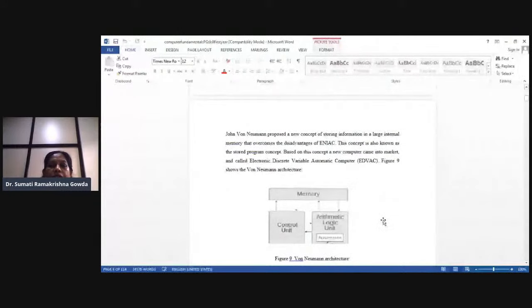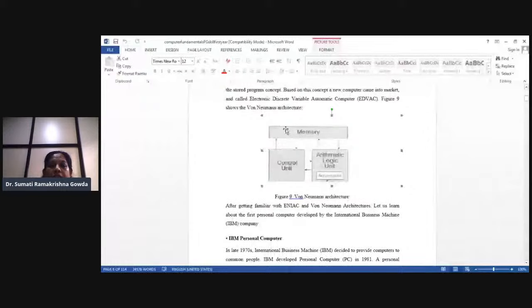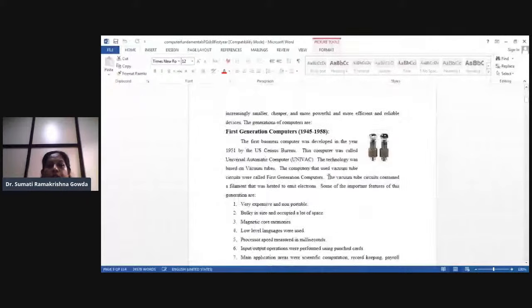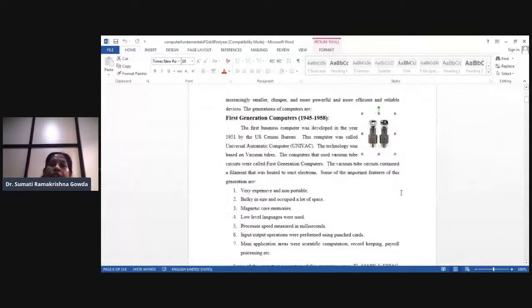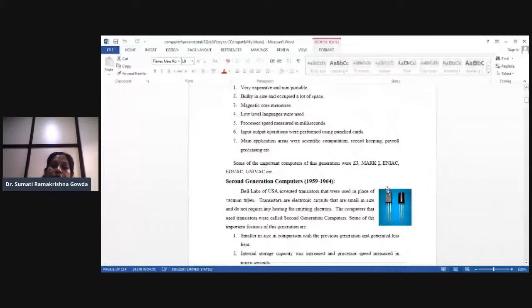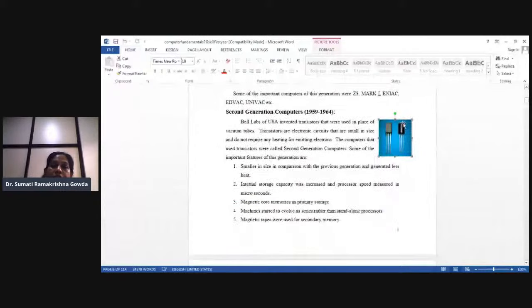Then John von Neumann designed the architecture, which has a separate memory, control unit, ALU and accumulator. Based on this, the advancement started. The first generation computers used vacuum tubes, from 1945 to 1958. Then vacuum tubes were replaced by transistors, which lasted from 1959 to 1964.